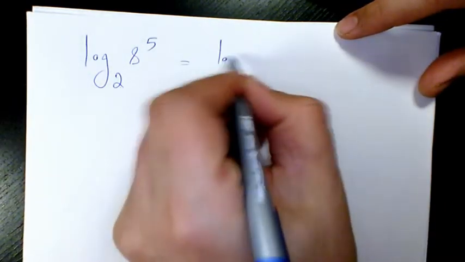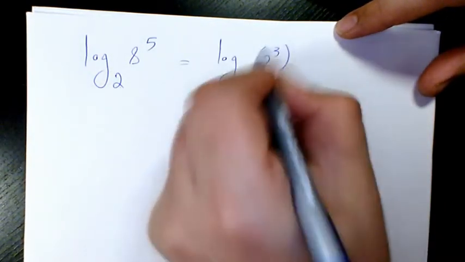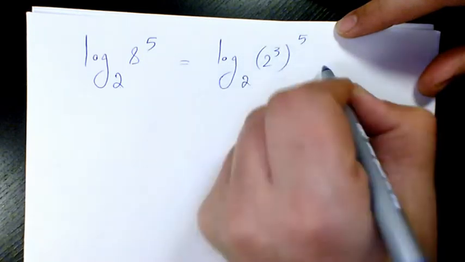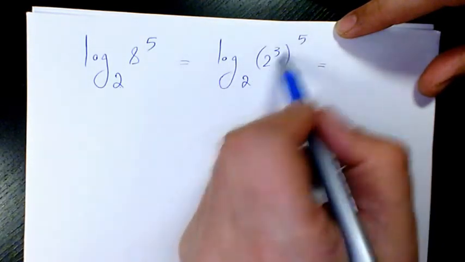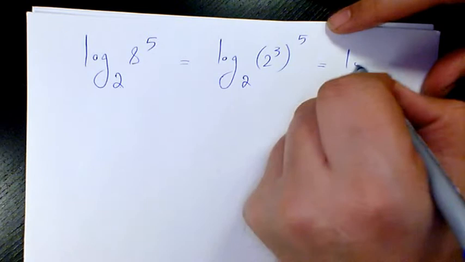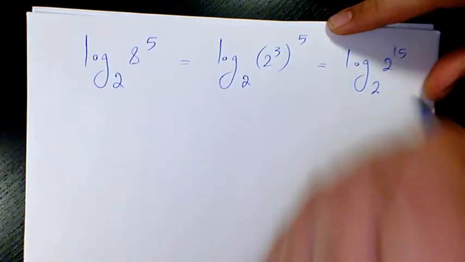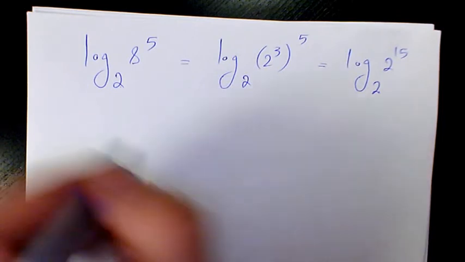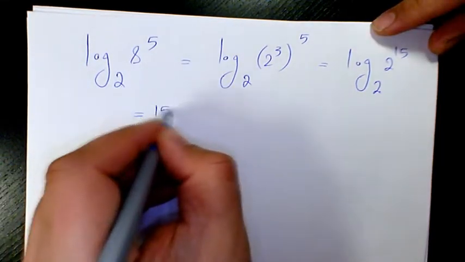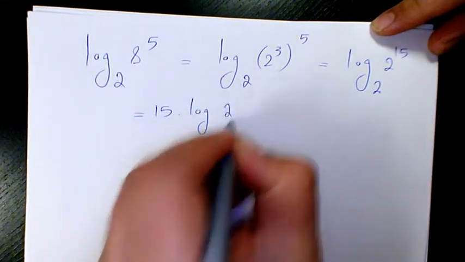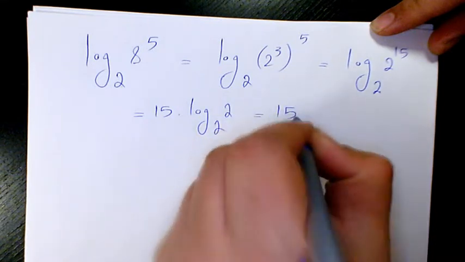Log 8 to the power of 5 base 2. You can write it as log 2 to the power of 3 to the power of 5 base 2. So 2 to the power of 3 to the power of 5 is going to be log 2 to the power of 15 base 2. That's going to be equal to 15 times log 2 base 2, which equals 15.